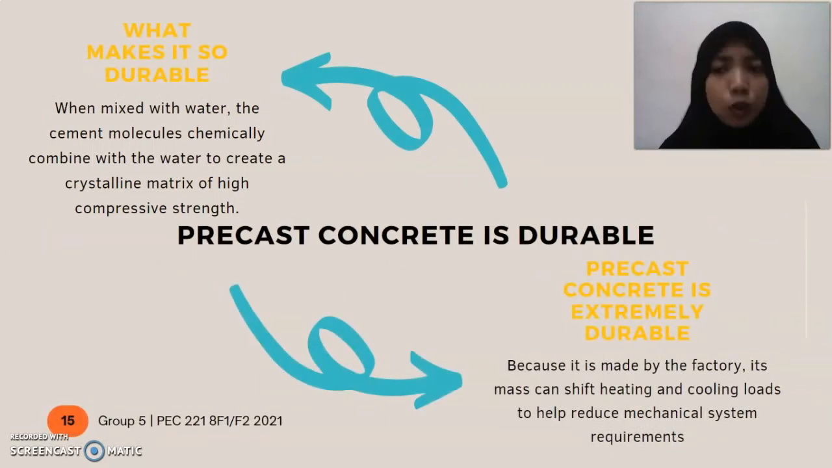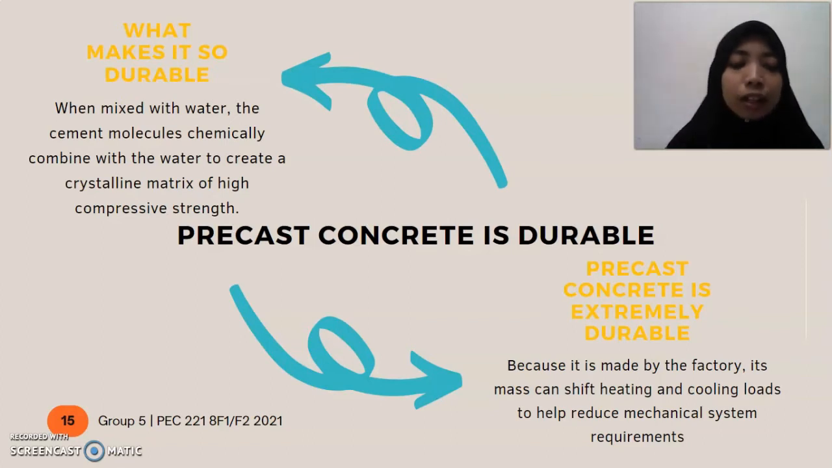What makes it so durable? So, the primary ingredients of concrete, sand, gravel, and also the cement, are mineral-based. When mixed with water, the cement molecules chemically combine with the water to create a crystalline matrix of high compressive strength. This matrix binds the sand and gravel together, creating what is sometimes known as a liquid stone.